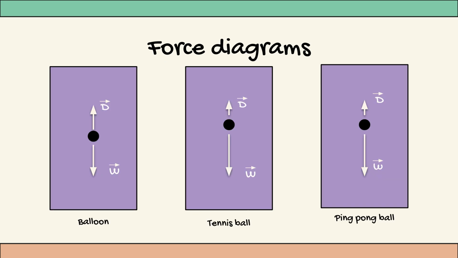The force diagrams. Considering the force diagrams, we can say that due to the greater mass of the ping pong ball and tennis ball, the downward force experienced by them was greater than that of the balloon. Also, the greater mass requires more force to lift off, and therefore the upward force is less in magnitude in the force diagram.